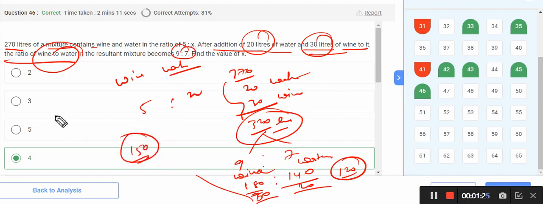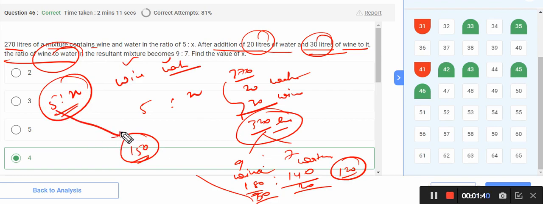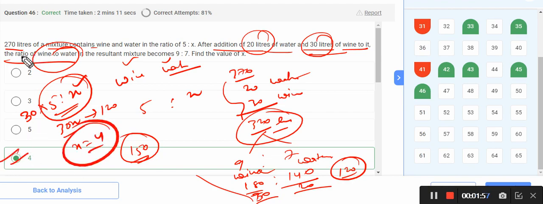Now it is saying that in the 5:x ratio, the original ratio of wine to water was 5:x. So to replace 5 with 150, we have to multiply it by 30. So the water becomes 30x. Now 30x is equivalent to 120. So the value of x will be 4. So that is the answer. Okay, moving to the next question.